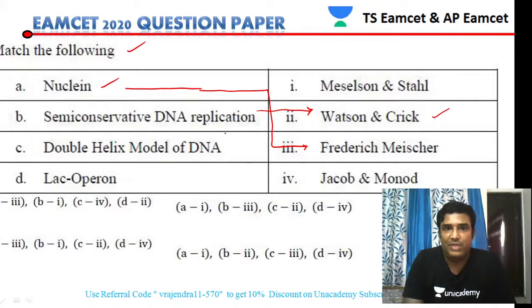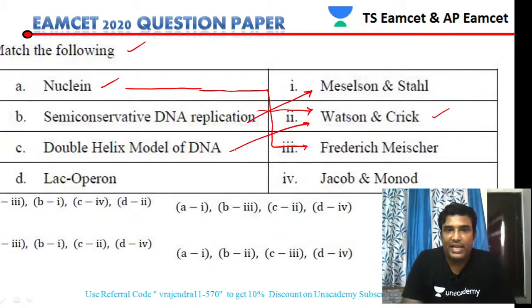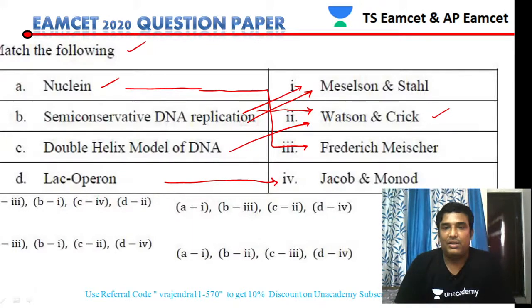Wait, there is a mistake. The double helical model is by Watson and Crick. Semi-conservative replication was given by Meselson and Stahl. Watson and Crick got the Nobel Prize for the 3D model of DNA, which explains that DNA is a double helical model. Semi-conservative replication was given by Meselson and Stahl's experiment. Then the Lac operon was given by Jacob and Monod.